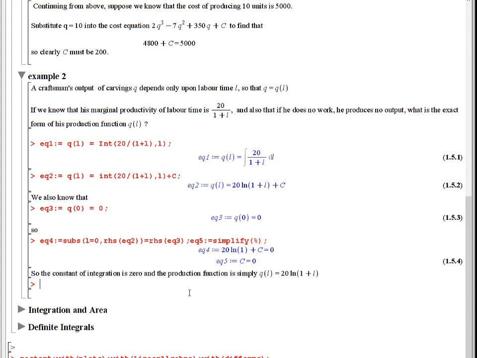Okay, so in the next part of this, I'll go on to look at an important concept, which is the way that integration is connected to area.